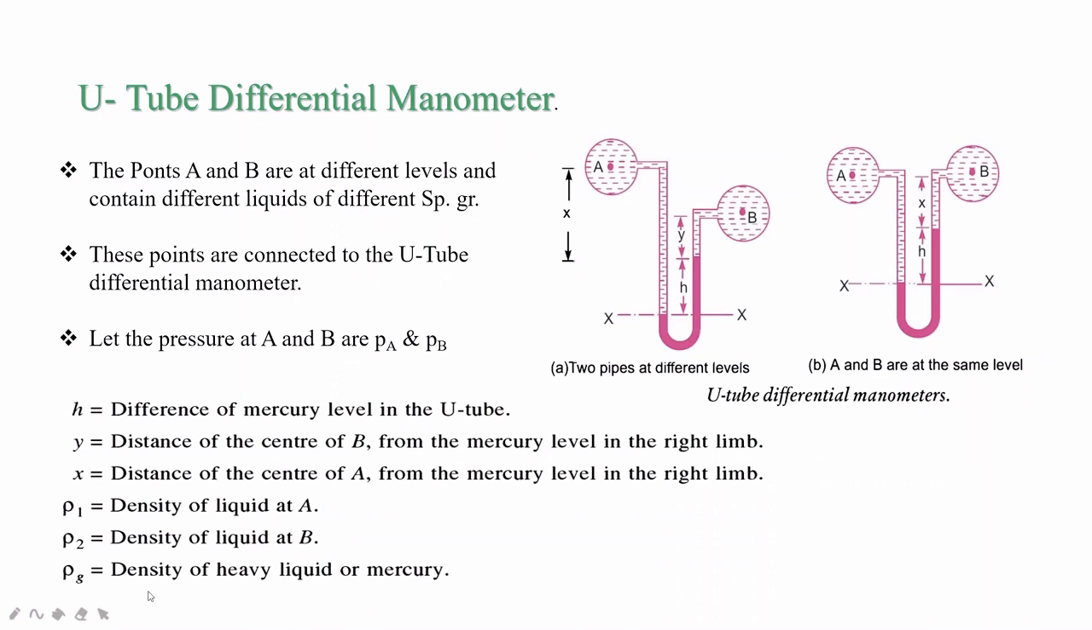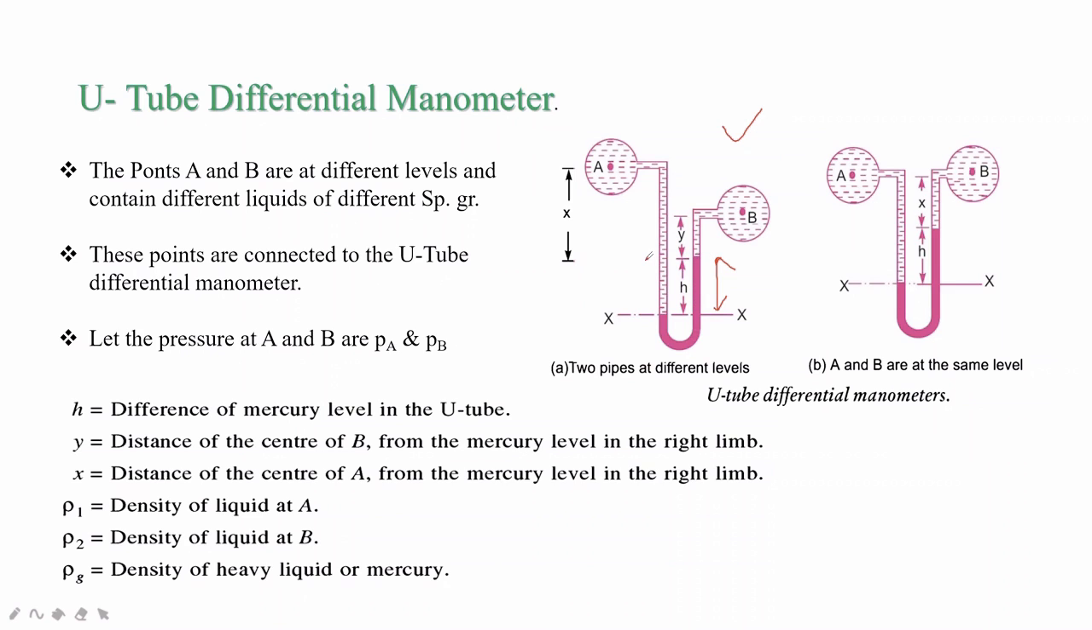Now, H is what? The difference of mercury level in the U-tube. Next, Y is the distance of the center of B from the mercury level in the right limb. X is the distance of the center of A from the mercury level. Mercury level is very important in the U-tube differential manometers.